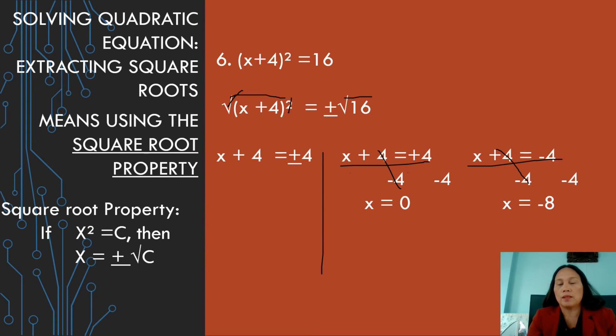So this is positive, therefore we need to add negative, and that should be on both sides of the equation. And x now is equal to negative 8. Negative 4 plus negative 4 is negative 8. So again, we still have two values of x.